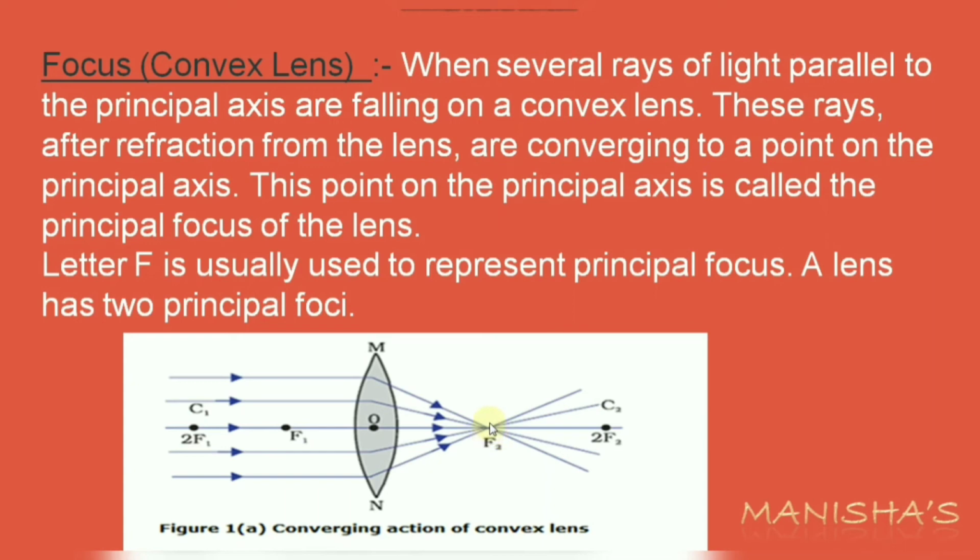and this point on the principal axis is called the principal focus of the lens. और इस point को हम क्या बोलते हैं? Principal focus, जहाँ पे सारी light rays आकर meet करती है. It is represented by the letter F. Capital F से represent होता है, and a lens has two principal foci. दो principal foci होती है F1 and F2.